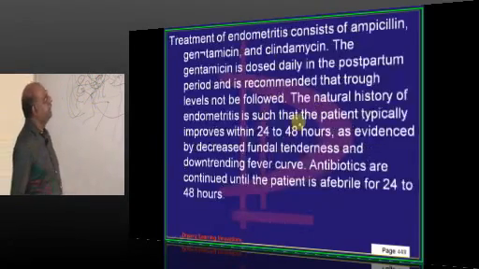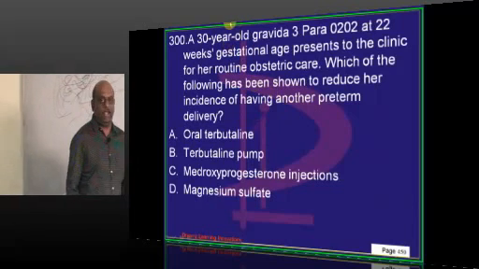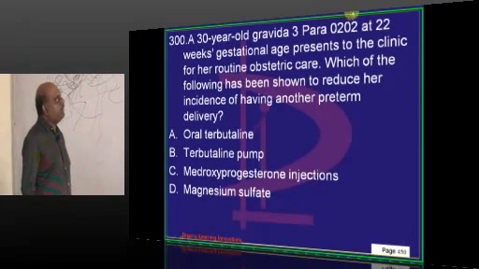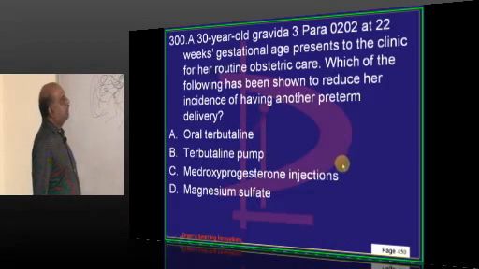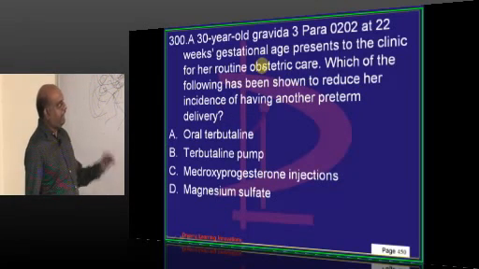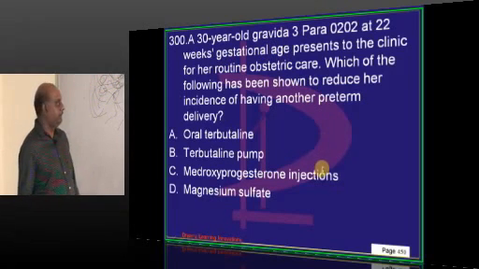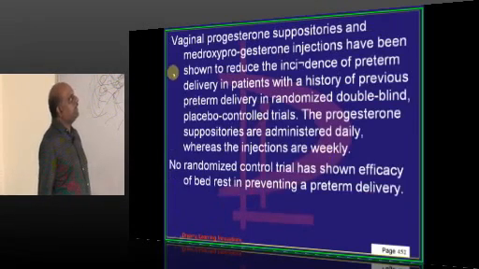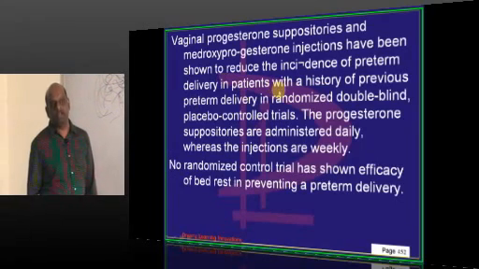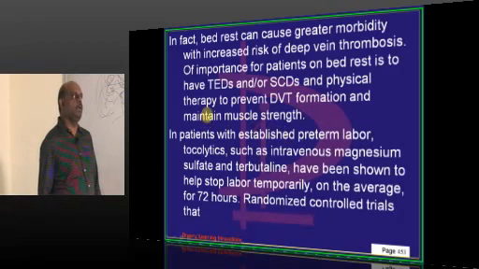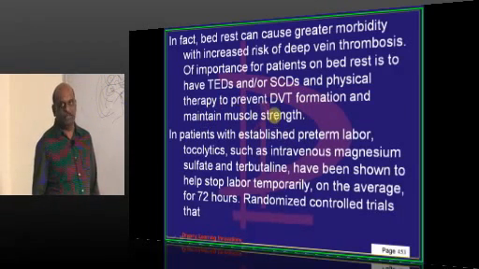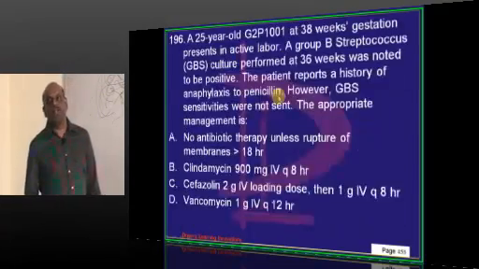Then the last but not the least for today: a 30-year-old has come for routine obstetric care. What is a measure that can be used to reduce her incidence of another preterm delivery in view of her earlier history of preterm birth? It is progesterone suppositories, which relax the smooth muscle and can be used to delay preterm birth, is what needs to be understood. So, that is all the story, doctor.